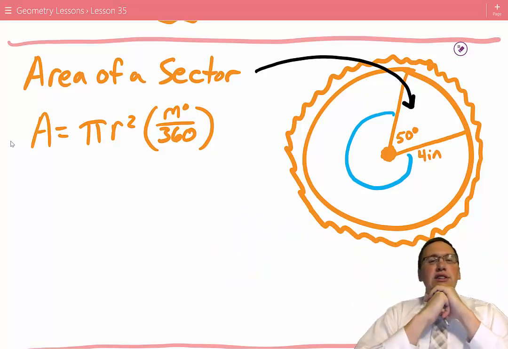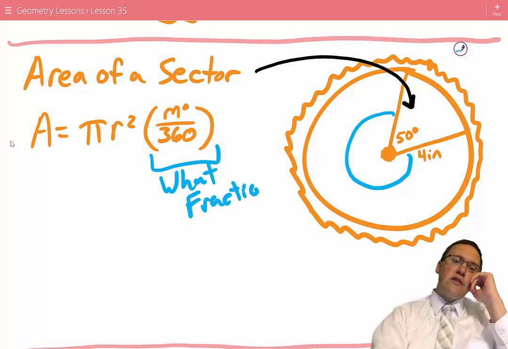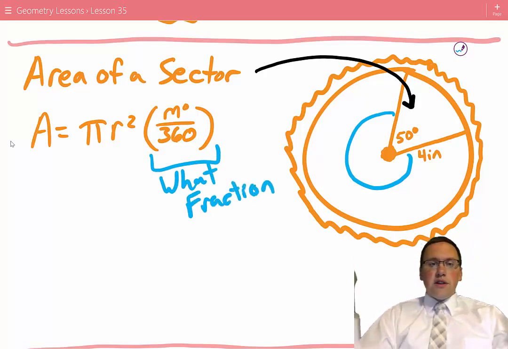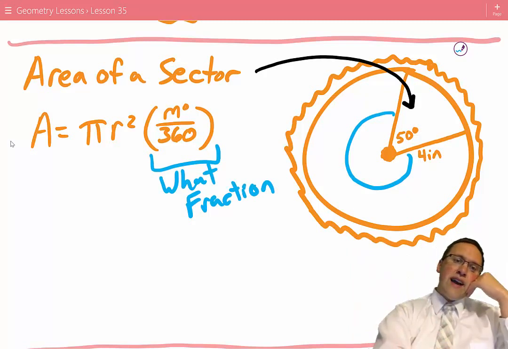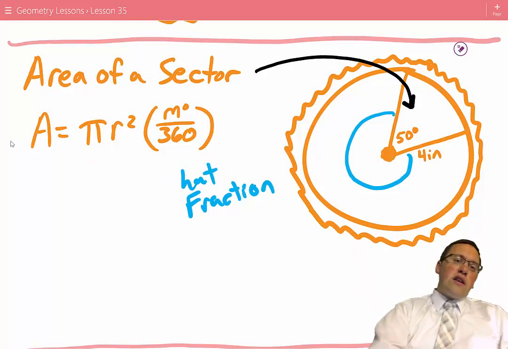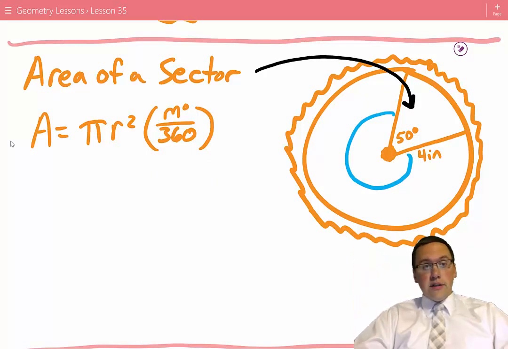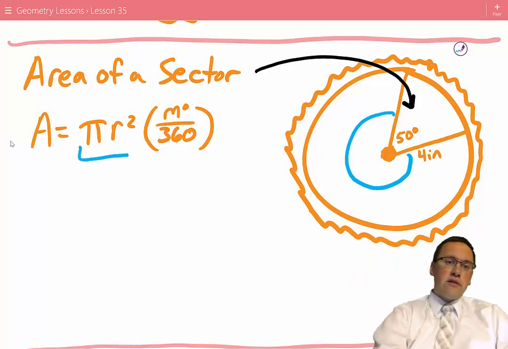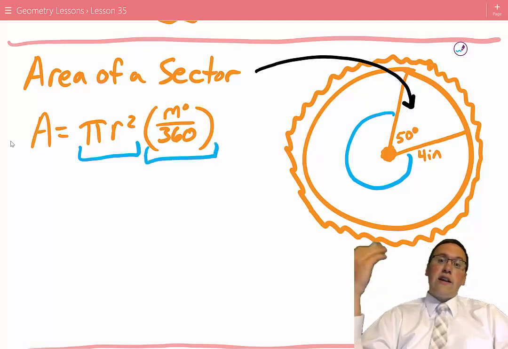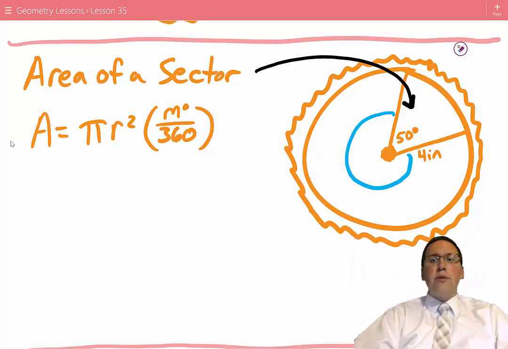So the area of a sector is essentially saying what fraction of the circle are you looking at? So you take the fraction of the circle that you have times the area formula. That's essentially what the formula for the area of a sector is. It's just your regular circle area formula times what fraction of the circle it is. So if you're looking at a 90-degree sector, you would take pi r squared times 1/4, for example.